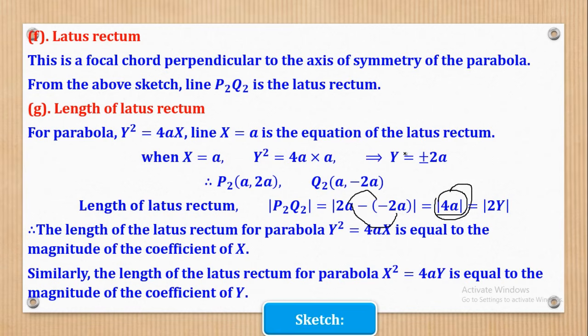Now the good thing, we know that y is equal to 2a, therefore the length of latus rectum will be 2y, and you substitute the value of y. So here we shall say that the length of latus rectum of a parabola is equal to the magnitude of the coefficient of x. Because when you look at this parabola, the coefficient of x is 4a, and also here we got 4a. Similarly, the length of latus rectum of this parabola is equal to the magnitude of the coefficient of y, which is 4a.